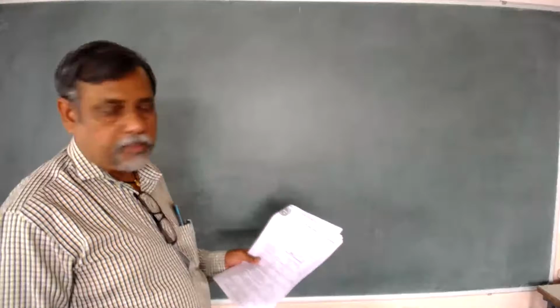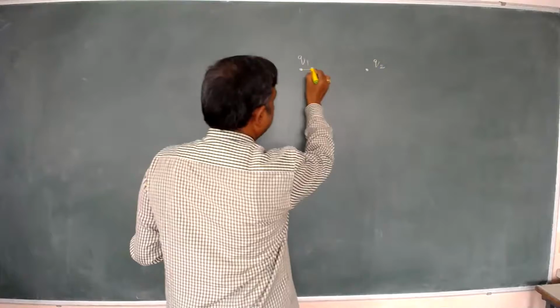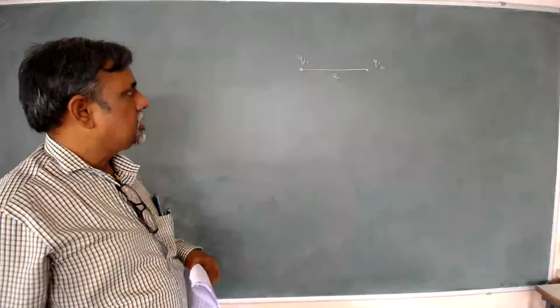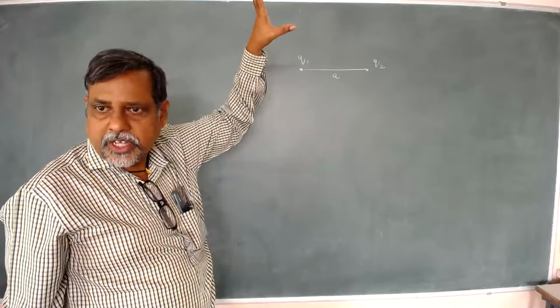See here, this is one charged particle, which is Q1, and this is the other, which is Q2. The initial distance between these two charged particles is A. Now, these two are like charges. The moment you release them, these two charged particles will be moving far apart.